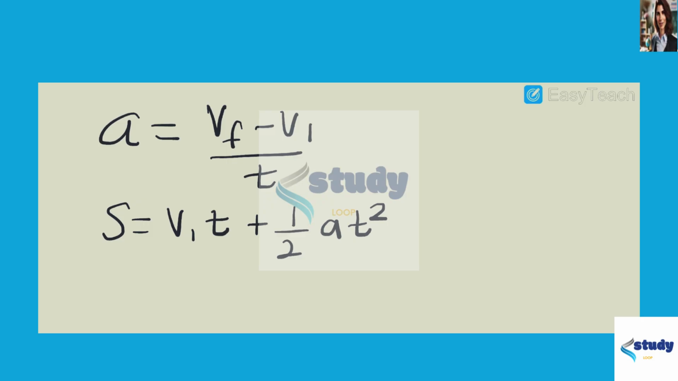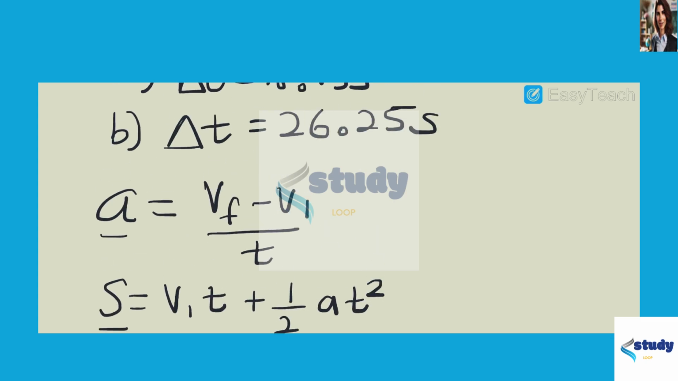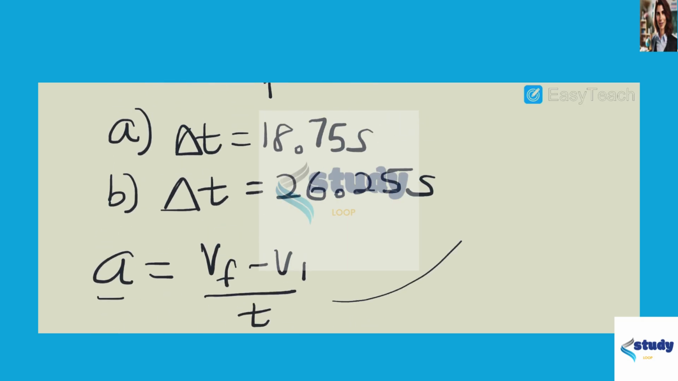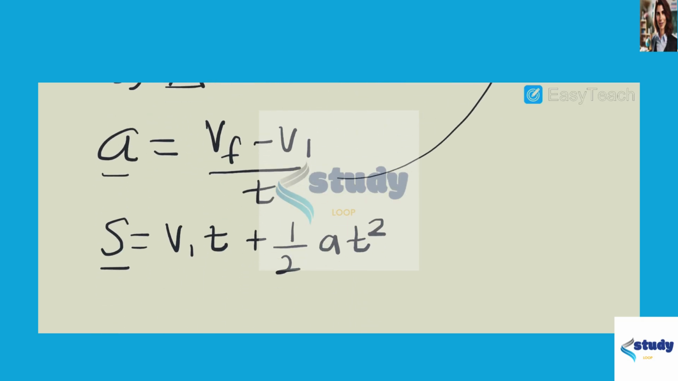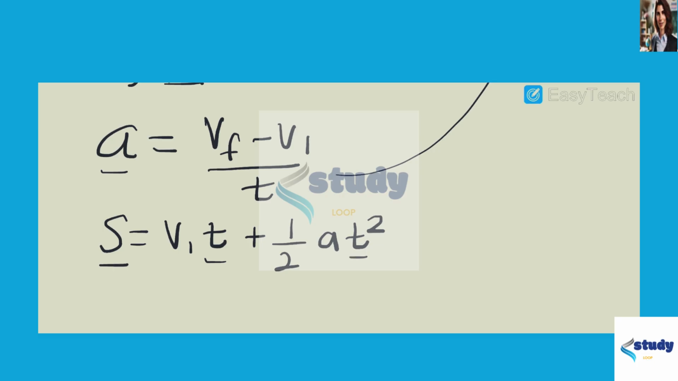Now, it's easy to see that we actually know all the quantities that we require to solve for s, right? We know acceleration because we know the final velocity and initial velocity because they're given to us. We solved for the delta t's right here, so those are simple and those can be plugged in as well.